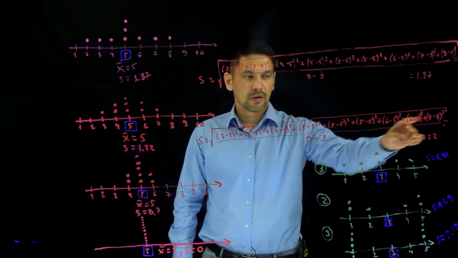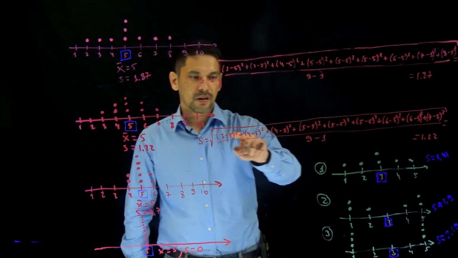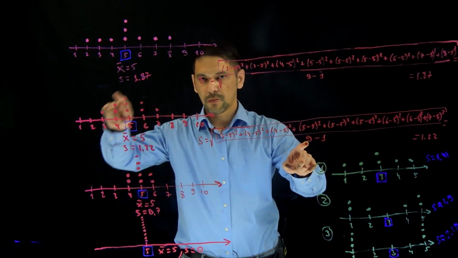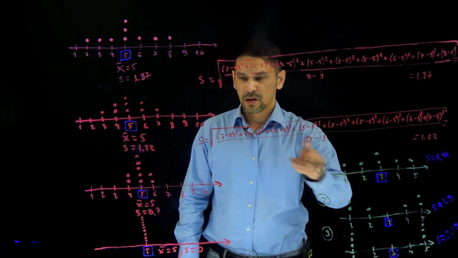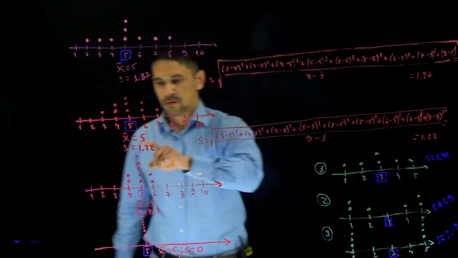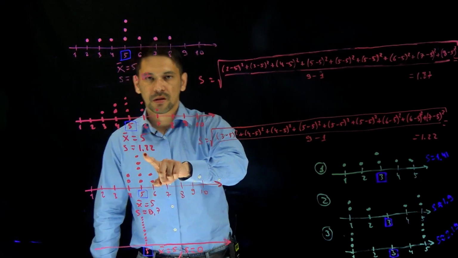I squared them all and I summed them all up and then divided that sum by the total number of dots, the total number of people in my class, minus 1. Then I took the square root of this result and I got 1.22. So the standard deviation for this graph is equal to 1.22.